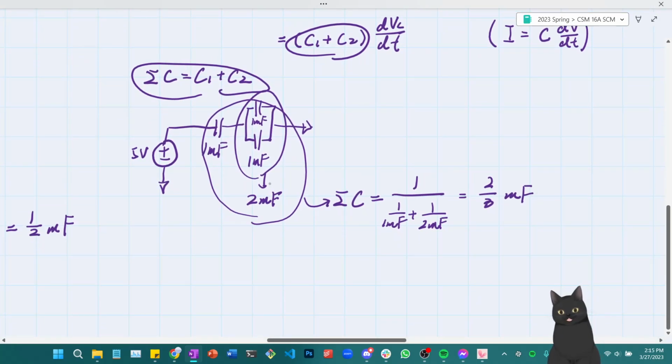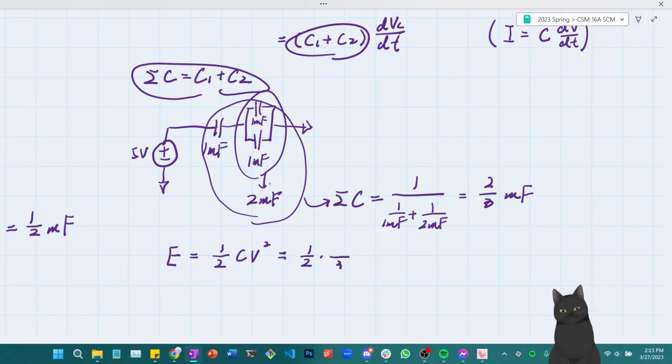Once again, as addressed in the first question, the energy a capacitor carries is equal to 1/2 CV squared. So this is then equal to 1/2 times 2/3 millifarad times 5 V squared. And this will eventually grant us 8.375 millijoules. And thus we have solved this part of the problem.